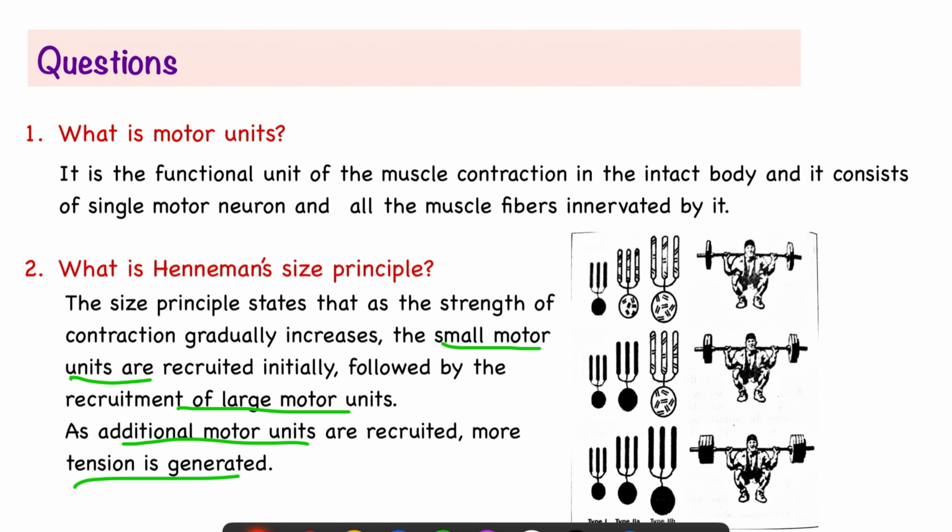So this is a motor unit. First all small motor units will be recruited, then large motor units will be recruited. So smallest size first, then the rest. So this is in ascending order. Then if additional motor units are still recruited, we will be getting more and more tension.